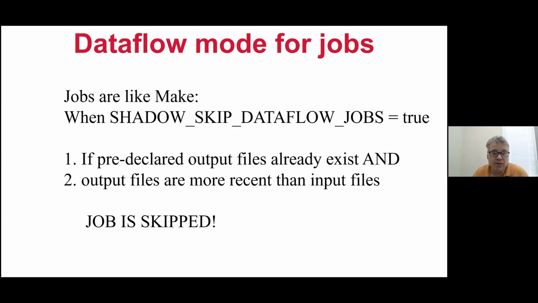We've talked about data flow mode a little bit. And again, this turns jobs into jobs like make. So with this knob that you can set in the config file, SHADOW_SKIP_DATAFLOW_JOBS equals true, if your job has an input sandbox and an output sandbox, and the output files all exist, and the mtime of these output files are all more recent than the input files, the job is skipped, just like make.